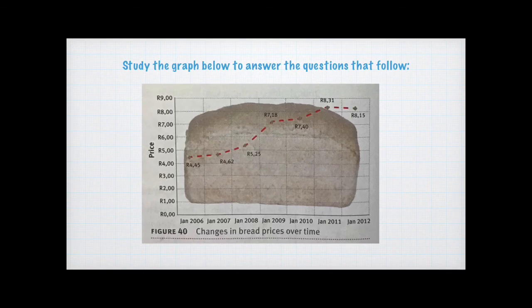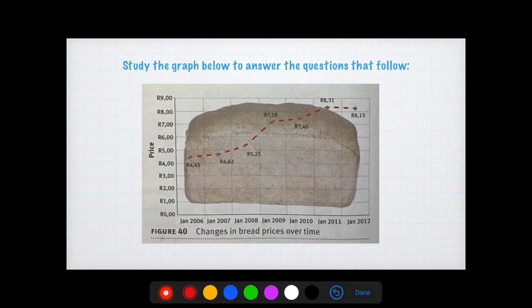Let's have a look at the graph showing the price increase in a loaf of bread from 2006 to 2012. When was the biggest increase in price? Well, from a graph, we can always see the greatest increase is where the graph is the steepest going upwards. And that price increased from 5.25 to 7.18 Rand.